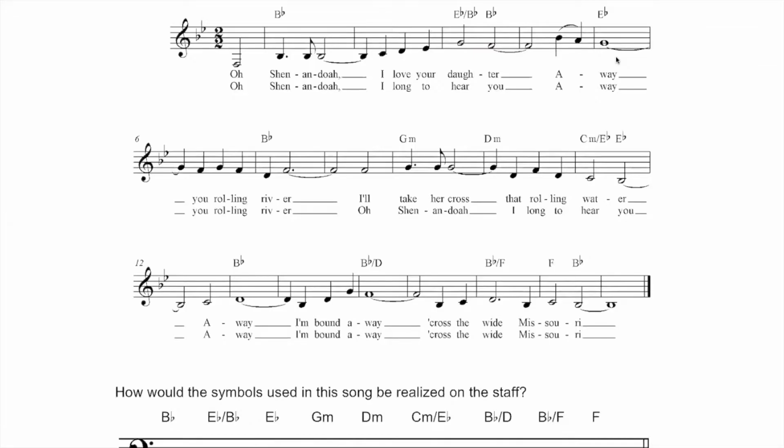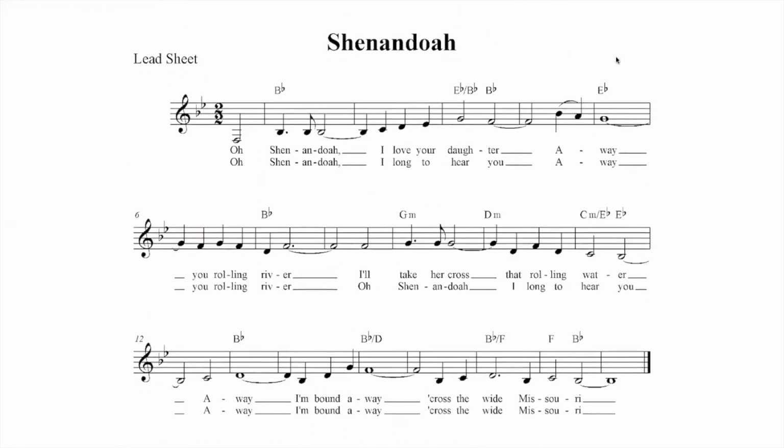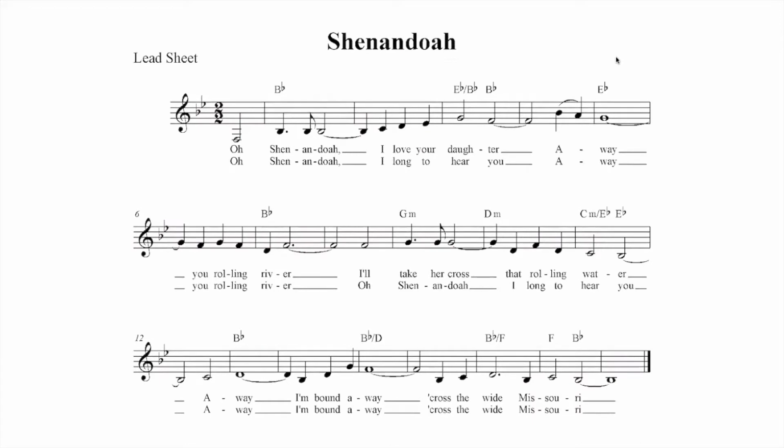So now that you have read the lead sheet chord symbols guide I posted on Moodle, we're going to take a look at a lead sheet and see if we can realize the chords. So our lead sheet is the song called Shenandoah. Maybe you've heard it before.